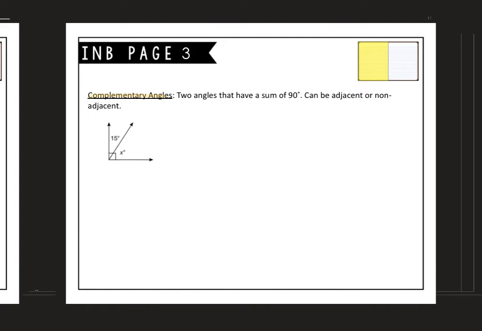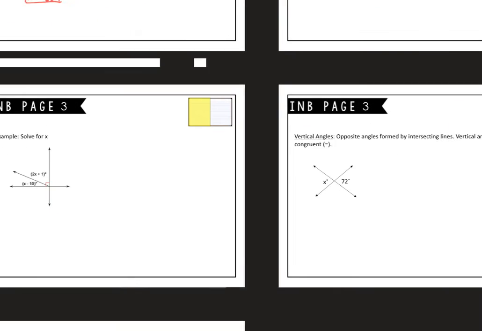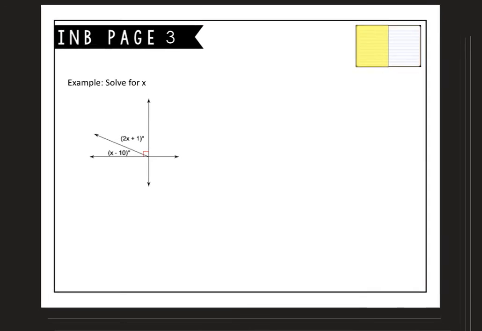If these two angles are complementary, we know that they have a sum of 90 degrees. So 15 plus x equals 90, and subtract 15. So x equals 75 degrees. The other way you can do this, you could just do 90 minus 15 and that equals x. You could do that as well. So let's look at an example with a little bit of algebra here.